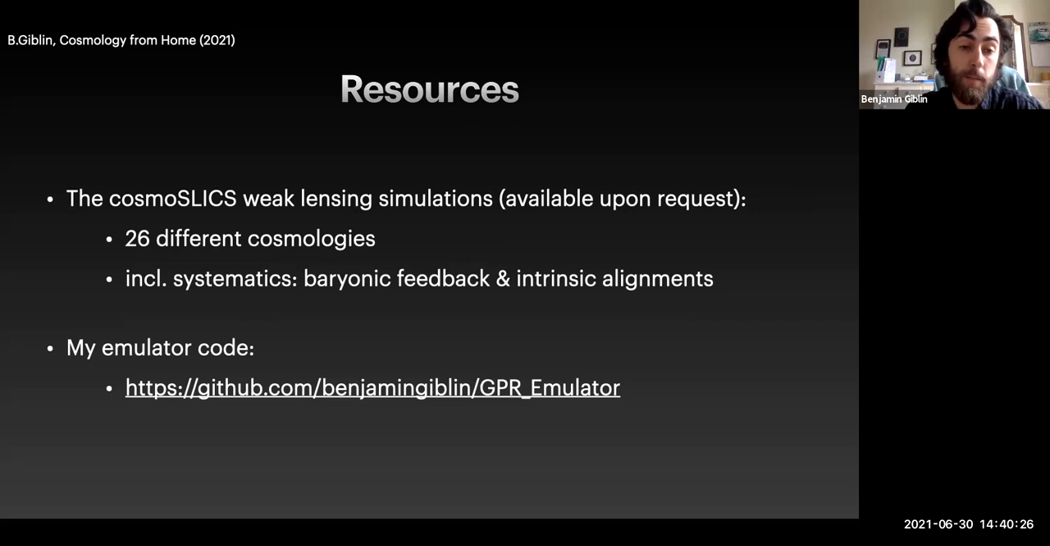Please get in touch. And one thing that I didn't mention is that there is a variant of these simulations that includes weak lensing systematics, including baryonic feedback and intrinsic alignments. So we're going to look at how these systematics affect our statistics in the future.